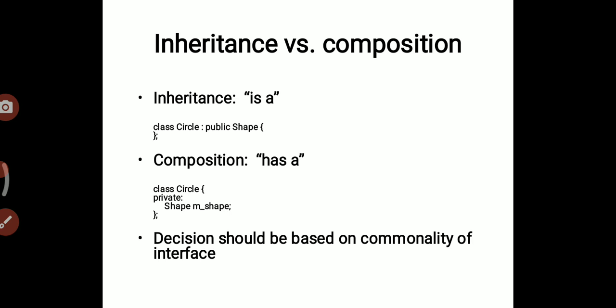Inheritance versus composition. Inheritance is an is-a relationship and composition is a has-a relationship. The decision should be based on commonality of interface.